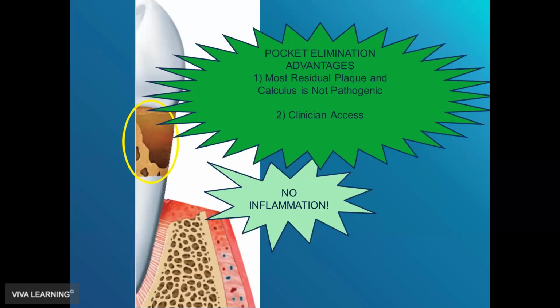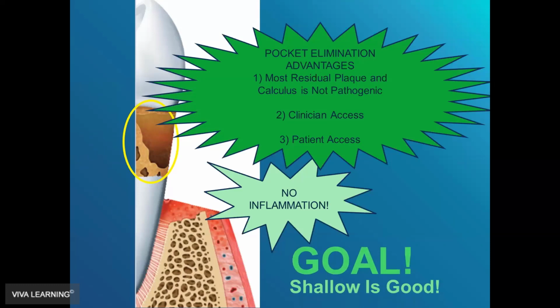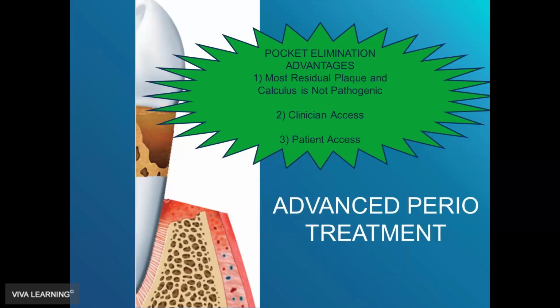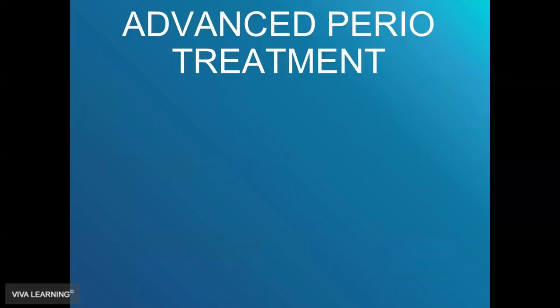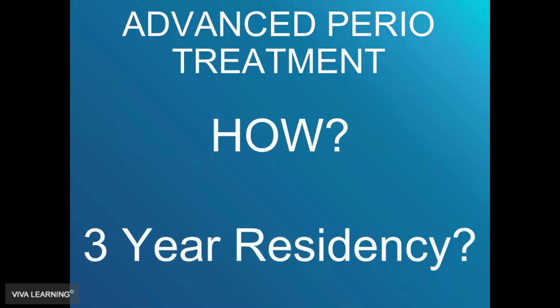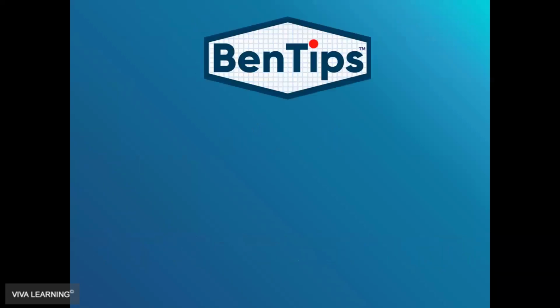Of course, now we can see everything, so we can get this root meticulously clean and get all this debris off. And most importantly, the patient can keep everything clean. And all of our clinical studies show this is the most important part. Shallow is good, and this is our goal, and that's what we do as periodontists, typically, although this is advanced perio treatment. So advanced perio treatment, how do we get there? Well, we're taking signups for 3-year perio residencies, but I would imagine that you probably have other things you'd rather do, or maybe you completed one already.